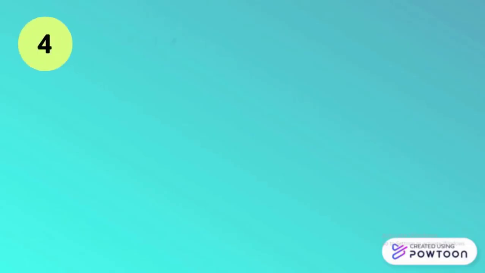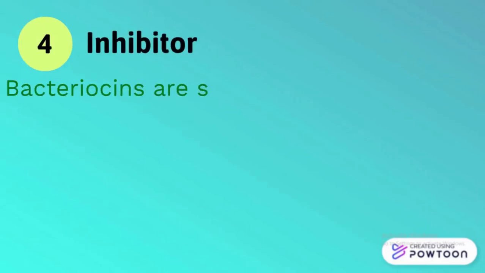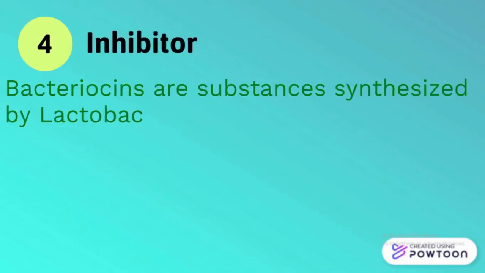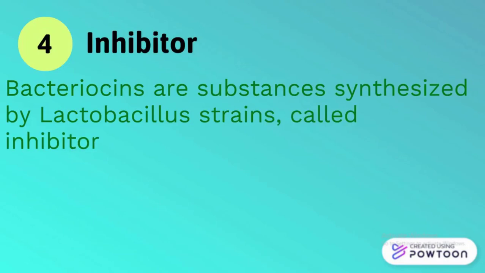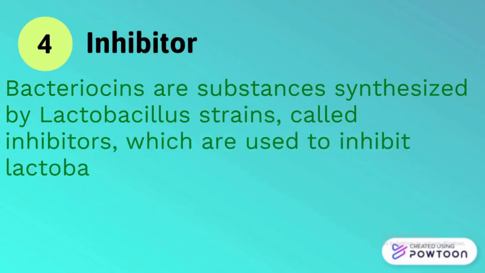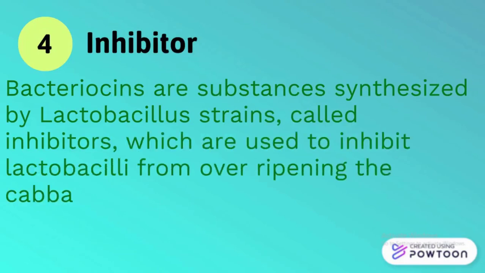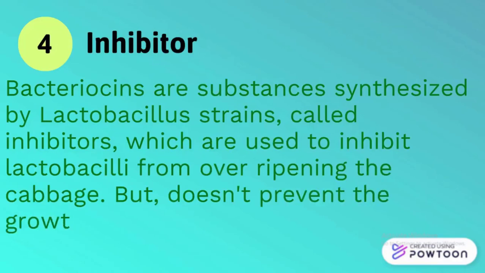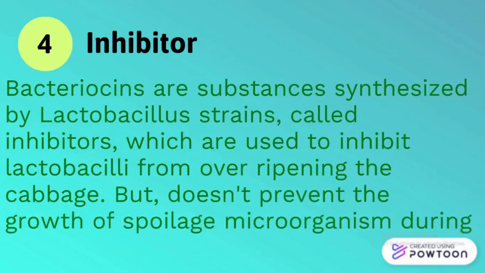Fourth, bacteriocins are substances synthesized by lactobacillus strains which are used to inhibit lactobacilli from over-ripening the cabbage, but they don't prevent the growth of spoilage microorganisms during the fermentation process.